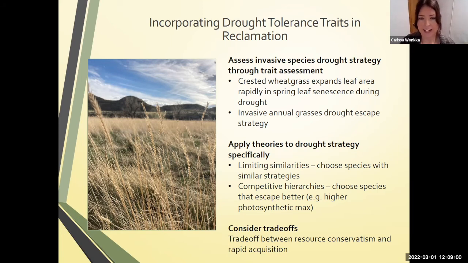And so how would we apply our theories to this? So we could account for the drought by choosing species with similar strategies if limiting similarities is the theory that works in our system. But if competitive hierarchies is, we would want to choose species that do better. So higher photosynthetic max rates so that they can escape drought better or more tolerant, longer roots if they're drought avoiders. And so basically you want to pick the best of the drought competitors in the competitive hierarchies. And so we also have to think about this in terms of trade-offs, because for all of this, these are trade-offs between resource conservatism and rapid acquisition. So obviously rapid acquisition is great for competition when conditions are really good, well-watered conditions, but resource conservatism becomes more important when our resources are reduced during water stress.